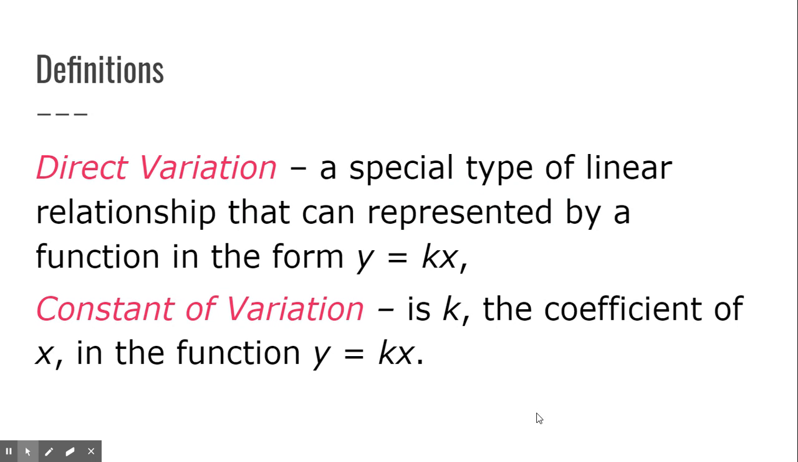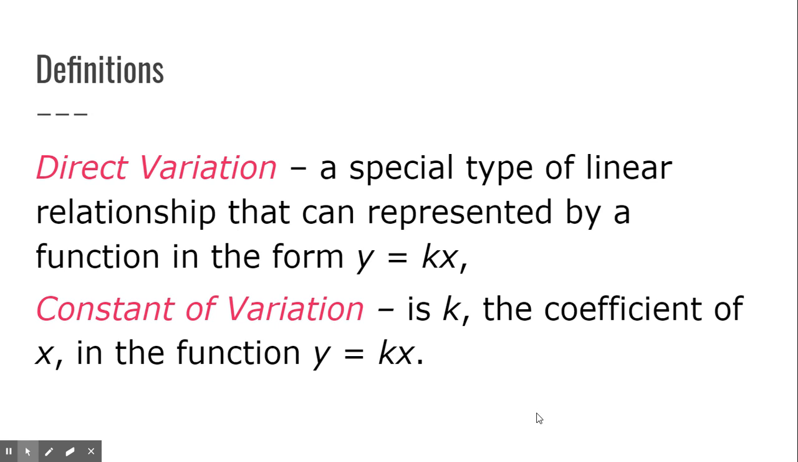So before we get started, let's look at a couple of definitions. Direct variation is a special type of linear relationship that can be represented by a function in the form y equals kx. And we've already seen that proportional graphs have that same y equals kx. So that's why I say that direct variation and proportional are exactly the same thing.